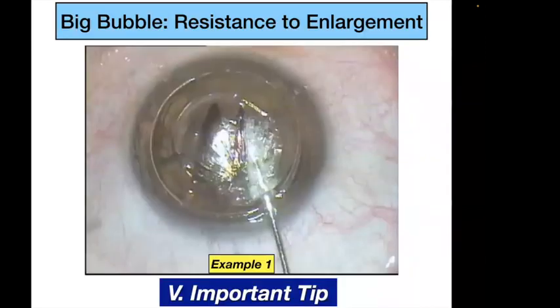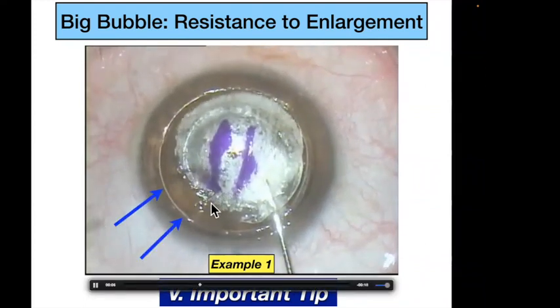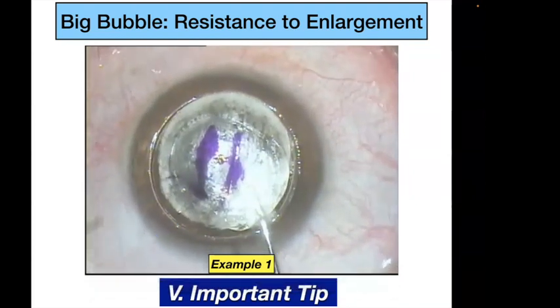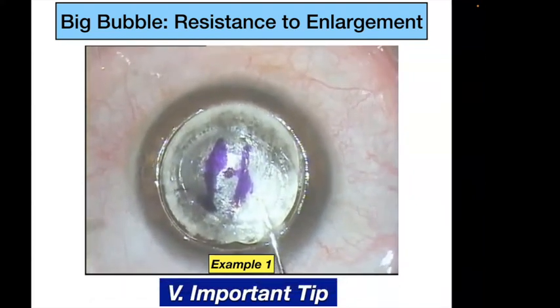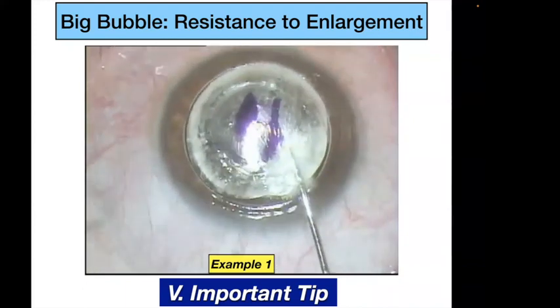A very important tip also: sometimes when you inject, you find some resistance to enlarging the bubble. Our aim is for the bubble to cross the edge of the trephination. You see, we are aiming that the bubble edge crosses this edge. So if you are injecting and you're having some resistance to enlarging the bubble here, keep on injecting until suddenly the bubble will pop out and traverse the trephination edge.